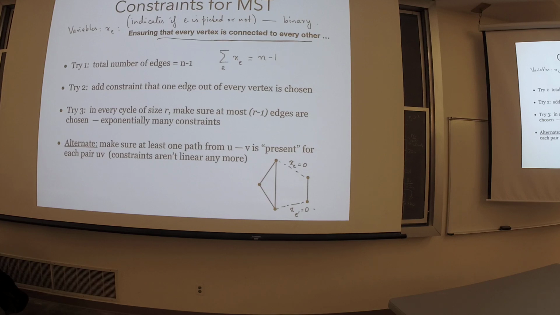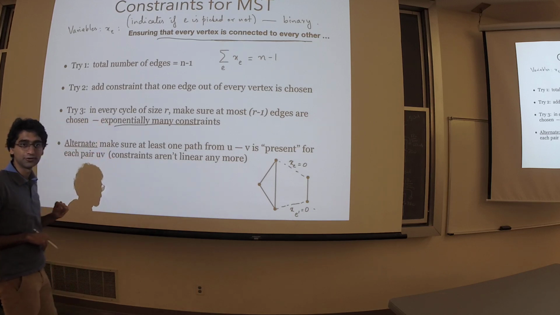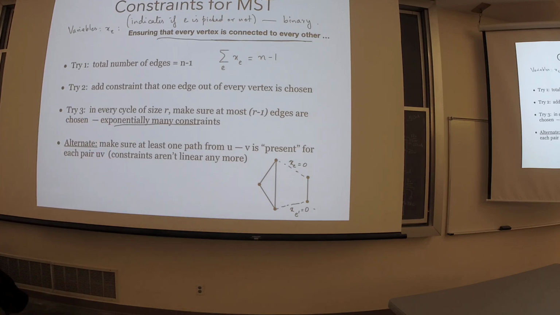But the only catch here is that now you have exponentially many constraints, right? Because in a general graph there can be exponentially many cycles. Like if you think of a complete graph, then basically there is a cycle for any subset of it. So all of a sudden you have exponentially many constraints for things of this kind. So these are things we saw.